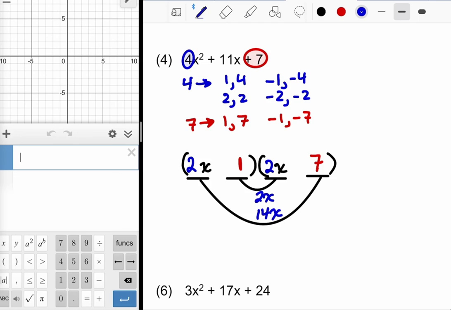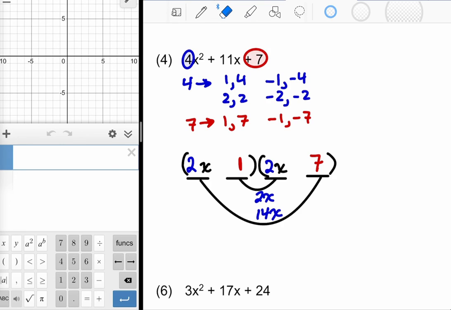Unfortunately, there's no arrangement here, whether it's positive or negative, that'll get an 11x from a 14x and a 2x. If you add them together, the highest you'll get is 16x. If they're both negatives and you add them, you'll get a negative 16x. 2 minus 14 will give you negative 12x. 14 minus 2 will give you a positive 12x. Never going to get an 11x. So that eliminates the 2 from contention.